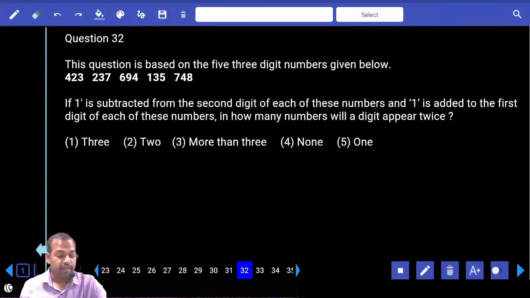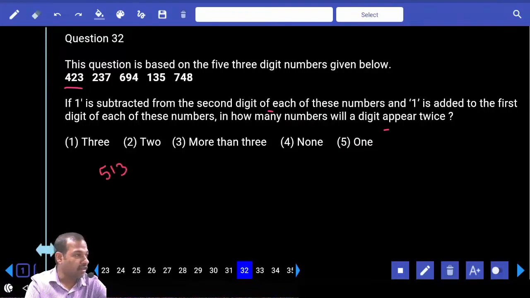If one is subtracted from the second digit of each of these numbers and one is added to the first digit of each of these numbers, in how many numbers will a digit appear twice? Okay, so one is added to the first digit of each of the numbers and one is subtracted from the second digit of each of these numbers. In how many numbers does a digit appear twice? Now tell me, 423 will become 513. Now tell me, can you see the digit is repeated or not here?